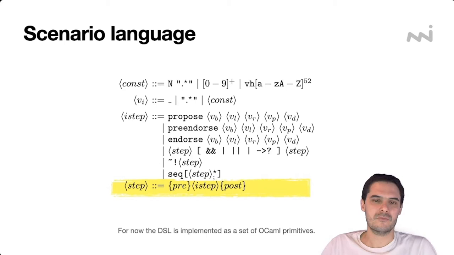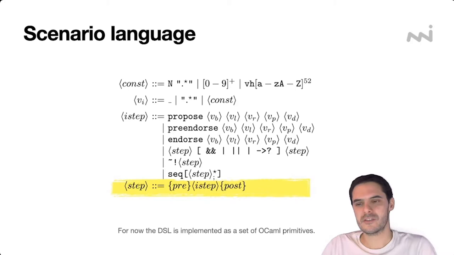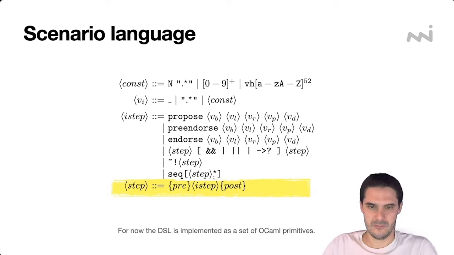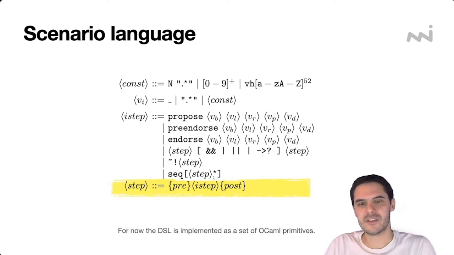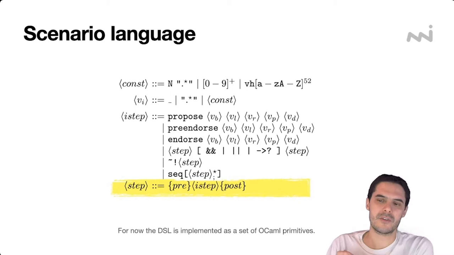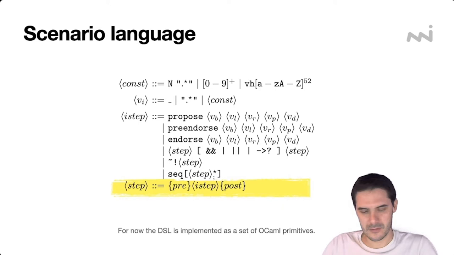So usually we are not really interested in both the precondition and the postcondition. We want either the precondition if we want to perform some checks before the message is forwarded, or we can do some check afterwards, but it's more to perform actions. Right now, this DSL is implemented as a set of OCaml primitives, which means that the scenarios are actually written as OCaml programs, and they are compiled to OCaml binaries that take care of basically everything for us. So if I write a scenario in Mitten, then I get a program which is compiled into a binary, and if I run that, it will spawn the network with the configuration that I described, and play the scenario, and I will see the output on the screen.